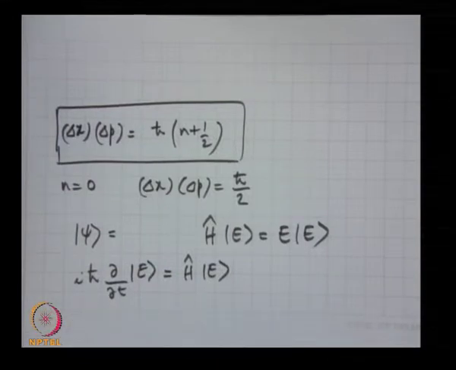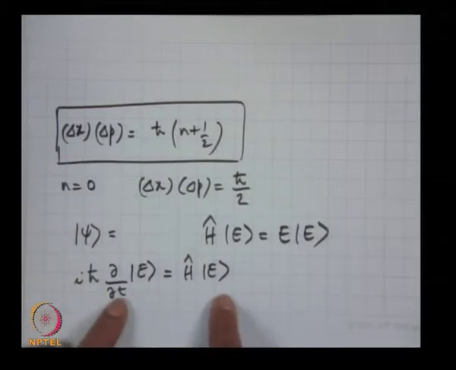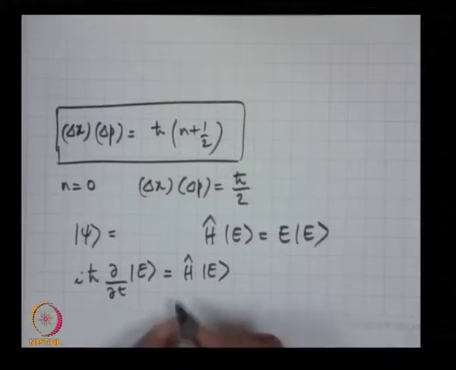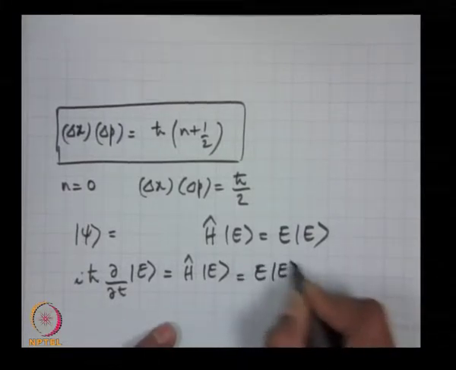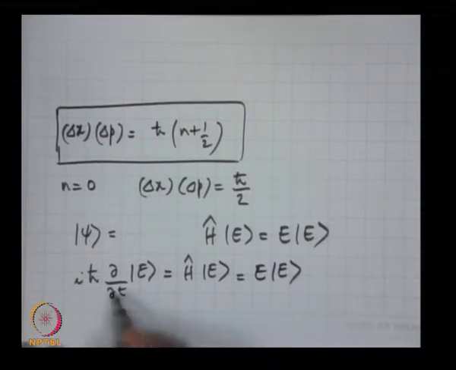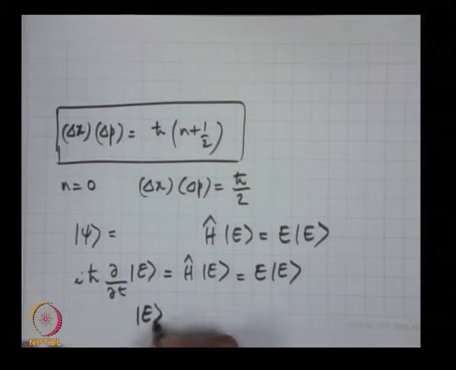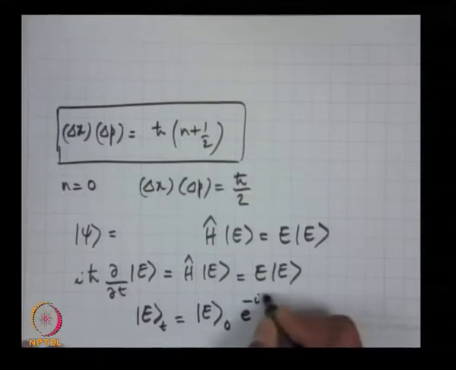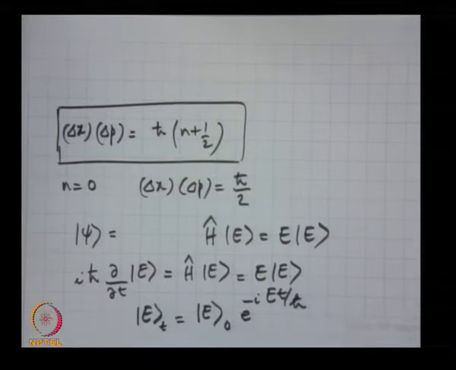Any state psi will satisfy this equation, but if the state is an energy eigenstate, H times |E> is simply E times |E>. I can then integrate this equation, and I get |E> as a function of time equal to |E> at 0 into exponential minus i E t by h cross. So energy eigenstates evolve with time according to this equation. There's only a phase change. The phase of the oscillator changes with time, and the time dependence is exponential minus i E t by h cross.